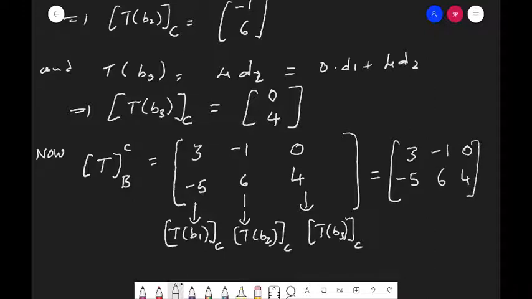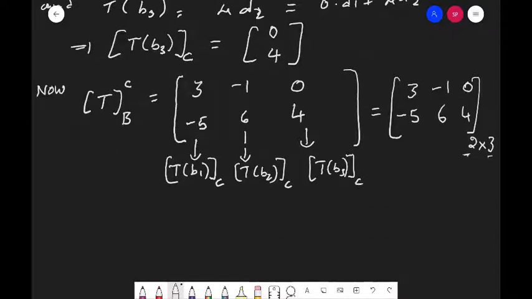And what is the order of this? It has 2 rows and 3 columns. And see here, the dimension of the domain is 3, the codomain is 2, and you will get m rows and n columns. This is a coordinate matrix. So similarly, you can practice one more problem in the same way.